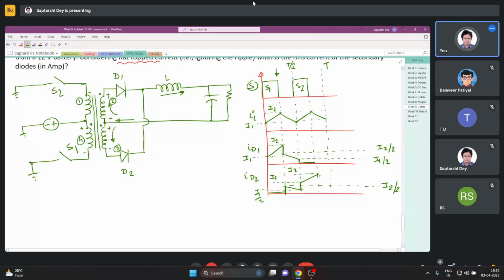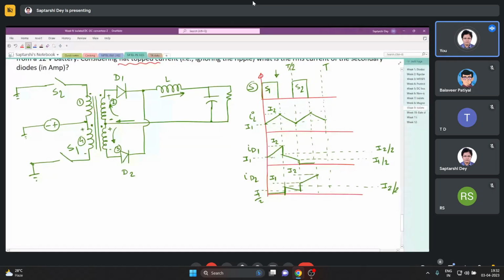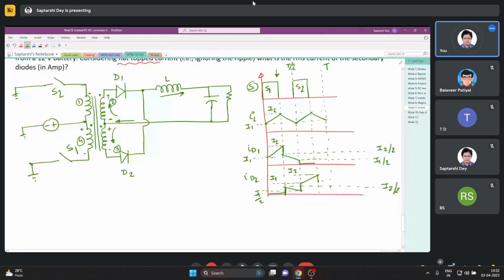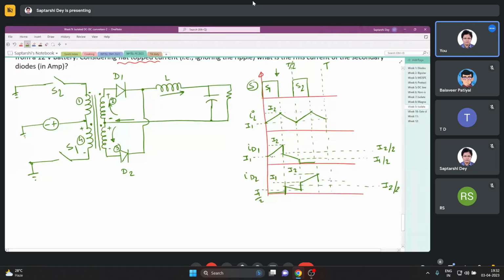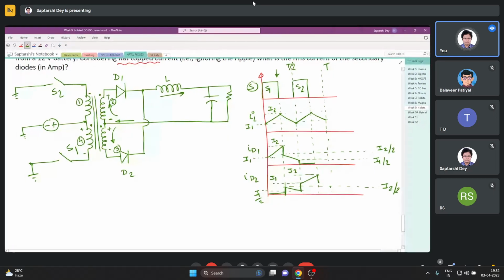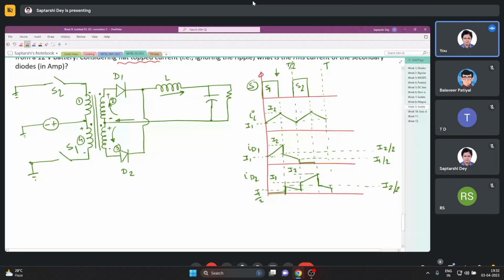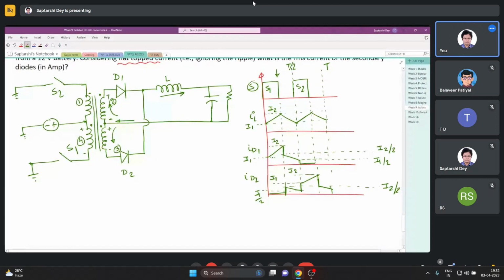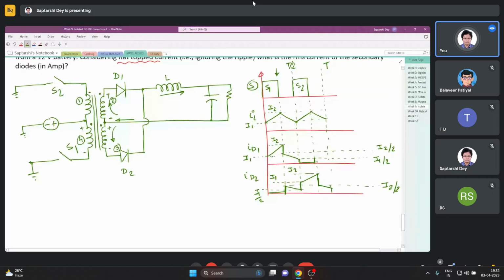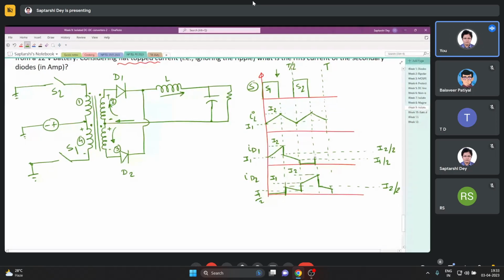At this time, when S2 is turned off, again the same thing happens. It drops to I2 by 2, again I2 by 2. It drops to I2 by 2 and reduces like this. And here also it comes to I2 by 2 and reduces like this.